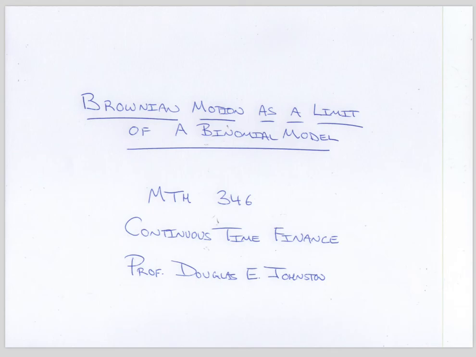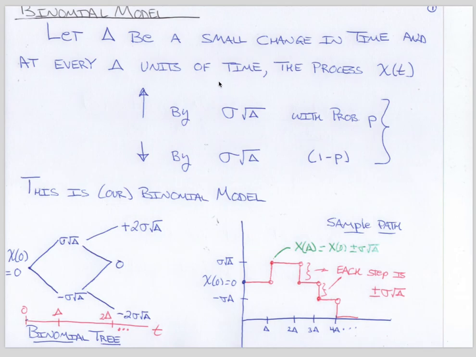Just wanted to go over the material we covered today, which is looking at Brownian motion as a limit of a binomial model. And this is, of course, for MTH 346, continuous time finance. So what we're going to look at is a binomial model first.